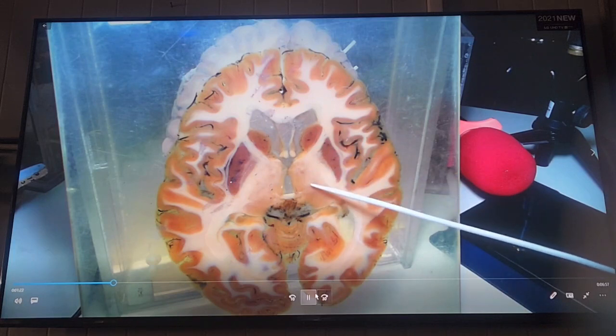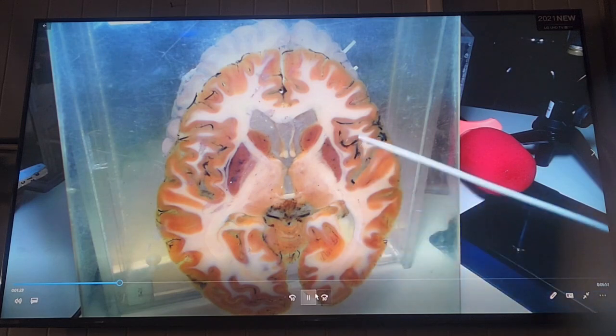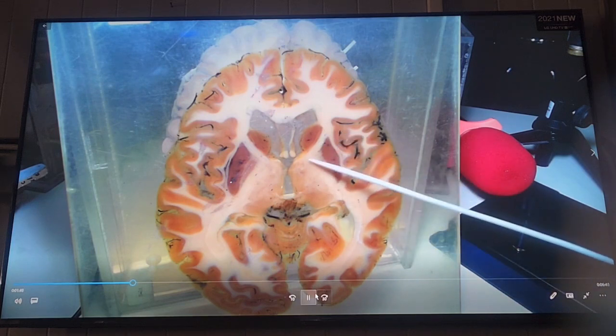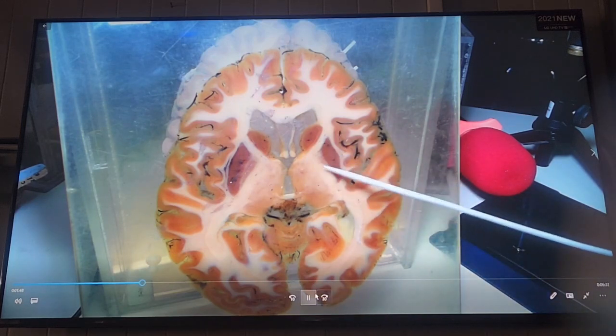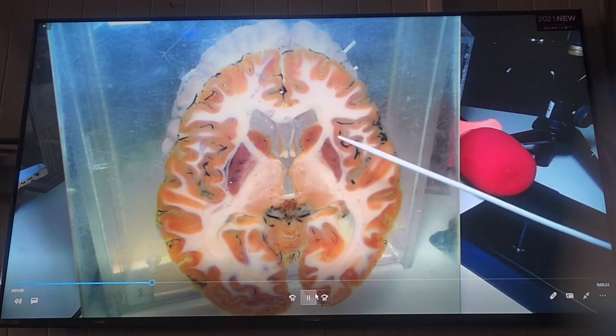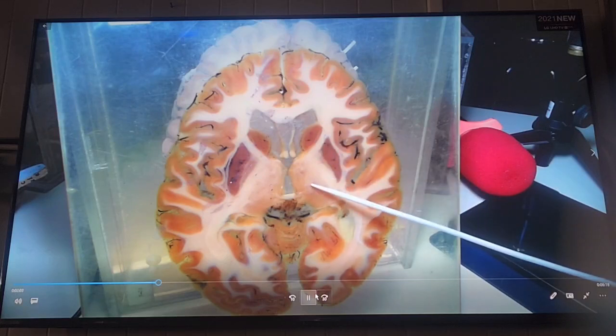Below it, this is the thalamus. This is the putamen part of the lentiform nucleus. This is the globose part of the lentiform nucleus. The nucleus consists of two parts: the globus pallidus and the putamen part of the lentiform nucleus.